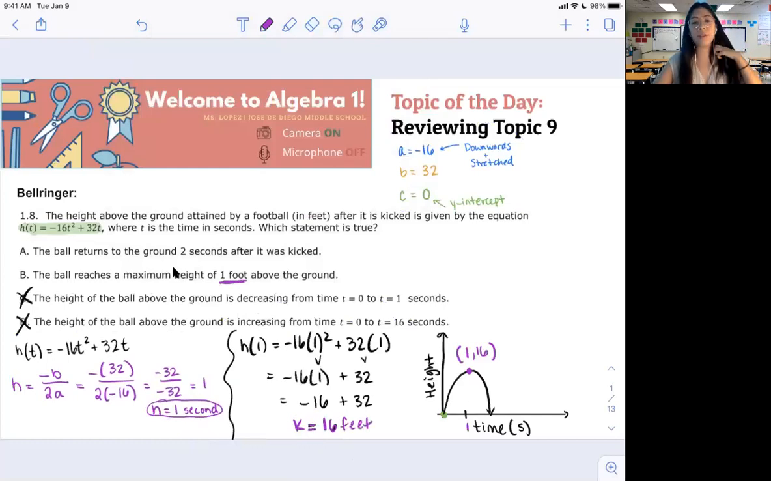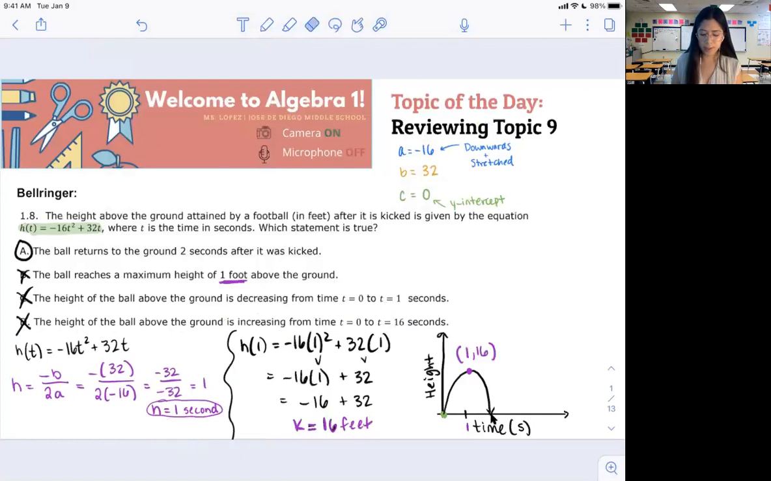This is where it comes down to just making sure that you're reading things super carefully. It's not B, it's got to be A. And let's just make sure that A makes sense. The ball returns to the ground 2 seconds after it was kicked.